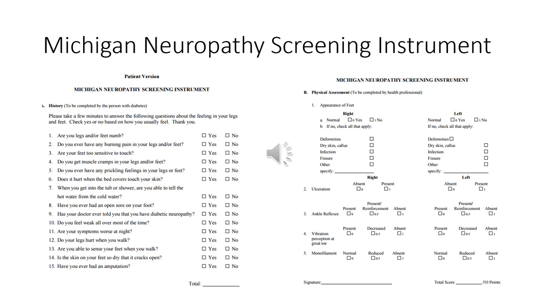Once again, this is not something that you need to memorize, but I've given you an example of a Michigan Neuropathy Screening Instrument. This is a neat one because a lot of times we're looking at clinical objective information, but this has a history that the patient can go through and answer themselves that covers a lot of the risk factors. And then there's a physical assessment that you would perform in the clinic. So read through that, familiarize yourself with it, and utilize it out in clinical practice.